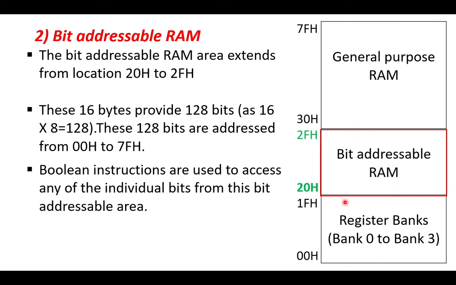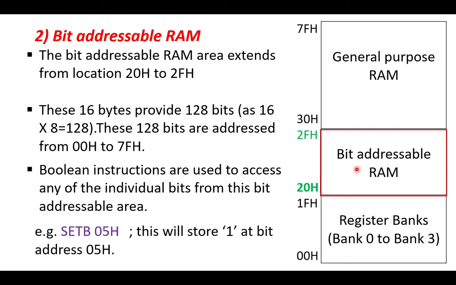Now, how to handle these bits, or how to store data in these bits? For that, special instructions are there. These instructions, which deal with a bit in bit addressable RAM or a bit of SFR, are called Boolean instructions. What is the job of Boolean instructions? Boolean instructions are used to access any of the individual bits from the bit addressable area.